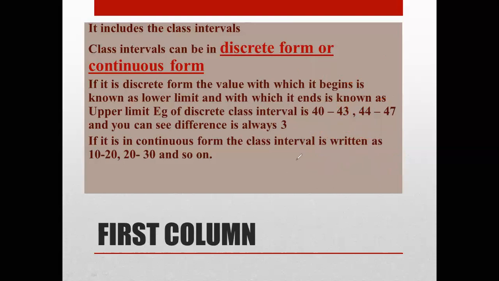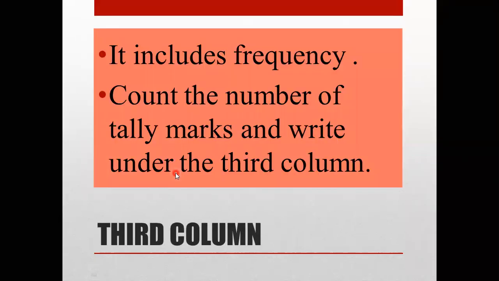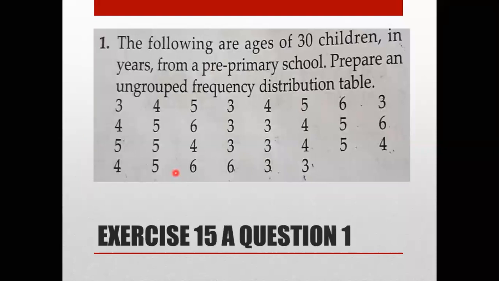Now we go to the actual exercise 15A, question 1. Here you can see it says the following are the ages of 30 children in years. This is the age given for a pre-primary school. This age is the individual age, like one child is 3 years, the second child is 4 years, the third child is 5 years old. So 30 children and their ages.